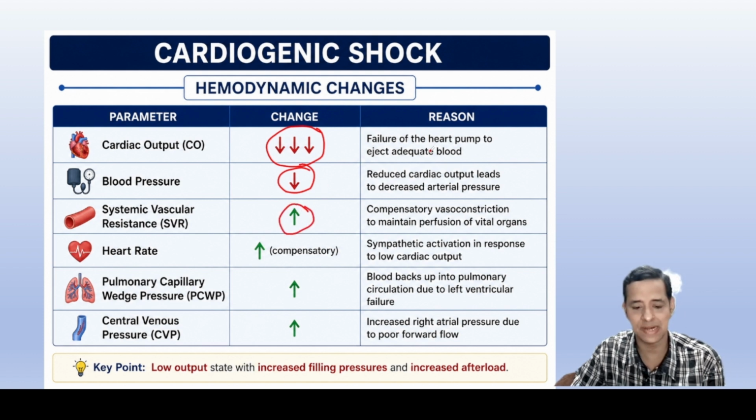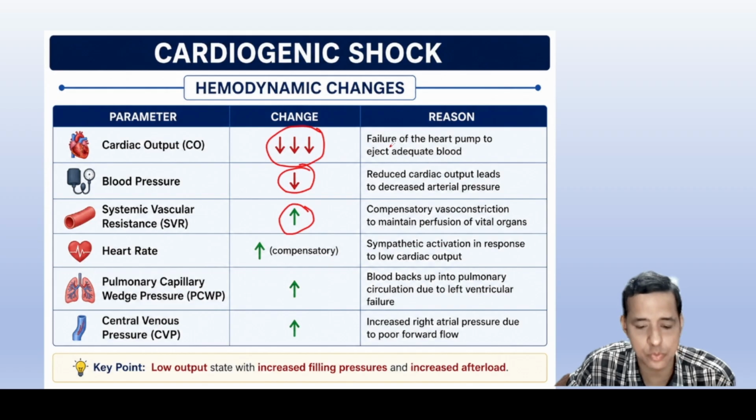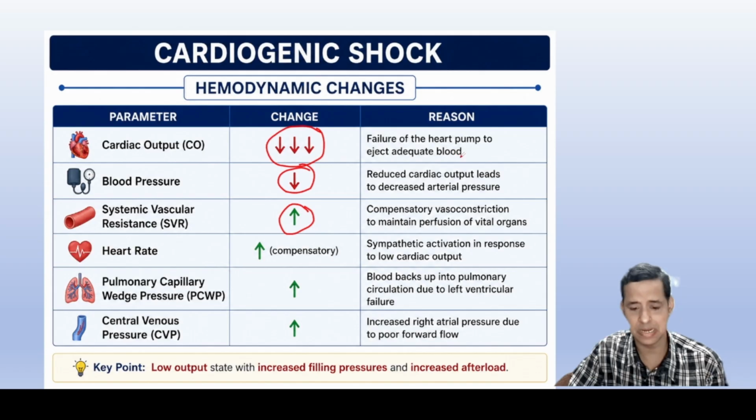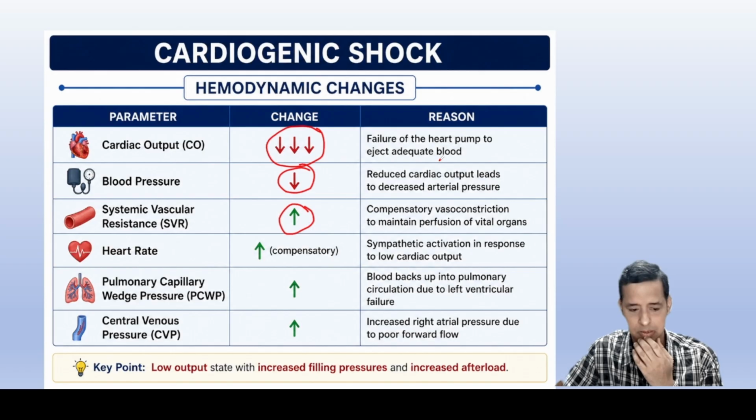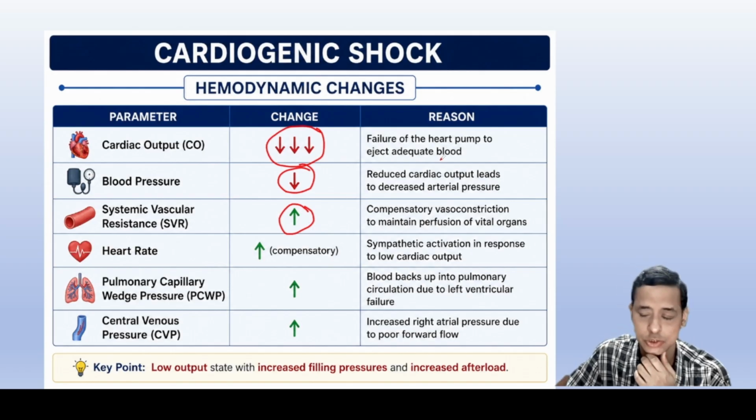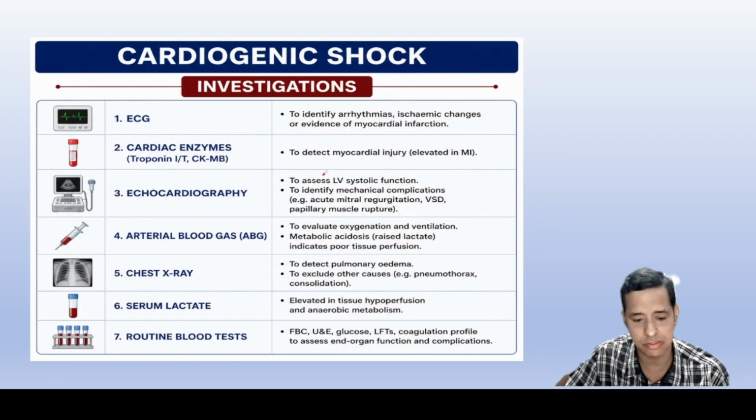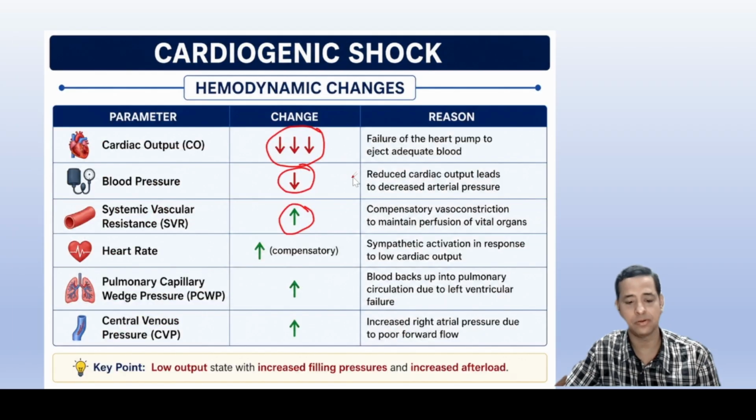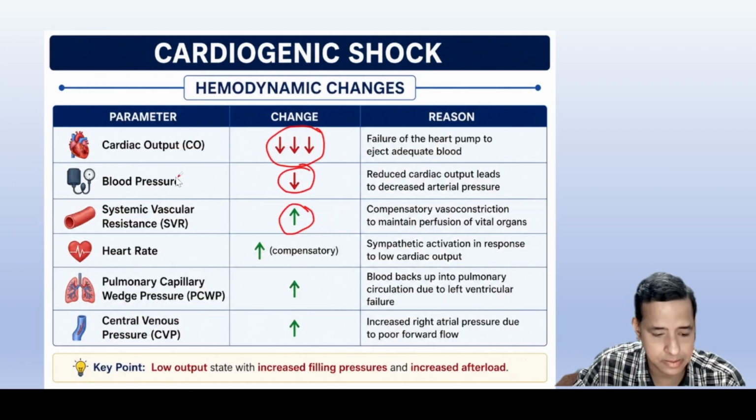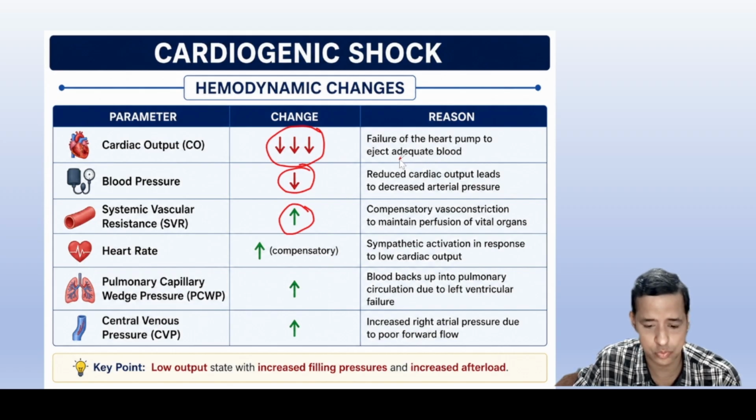Next, blood pressure also usually drops, and the rest increase, like systemic vascular resistance. I have also provided the reason for the cardiac output: failure of the heart to pump and eject adequate blood. Similarly, we also read about hypovolemic shock in the previous session, where cardiac output still decreases, as you can see here. I will be discussing that in upcoming slides. Cardiac output decreases due to failure of the heart pump to eject adequate blood.